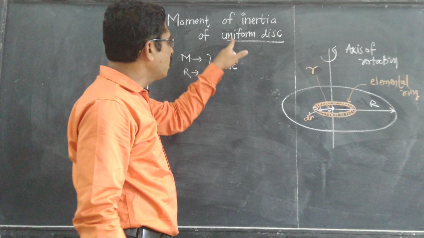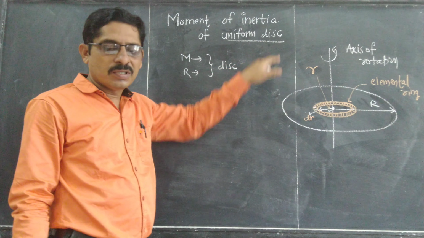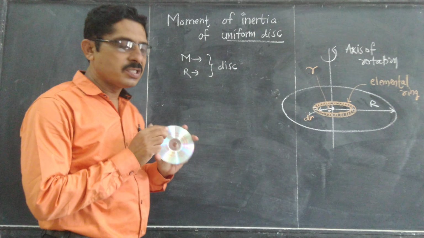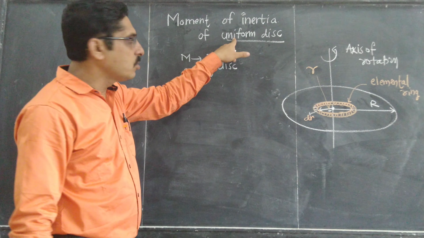Then this disk is called a uniform disk. Then what is meant by this uniform disk? If the mass per unit area of the disk is the same throughout, then it is called a uniform disk.